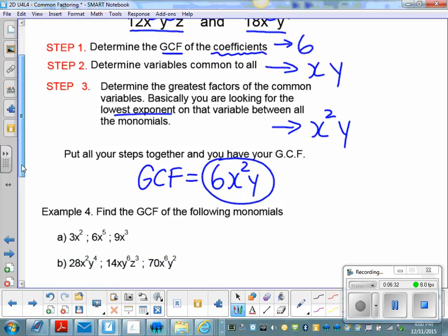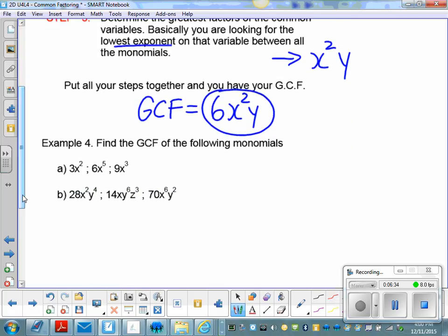So we're going to try these two here, just find the greatest common factor. So remember, for greatest common factor, we want the largest number that divides into all three coefficients. So if I have 3, 6, and 9, 3 is the biggest number that divides evenly into all three of them. They all have an x in them, so x will be part of the common factor. And then I need the smallest exponent on x, and that's going to be 2. So the greatest common factor for those three terms is 3x squared.